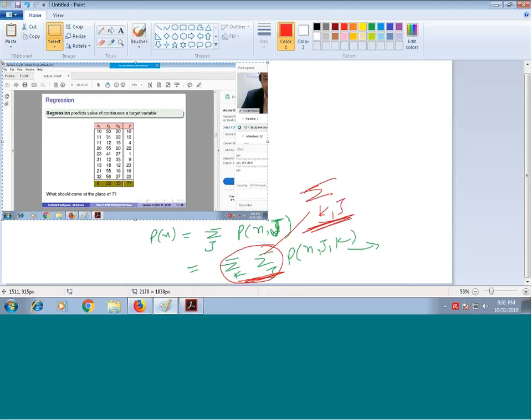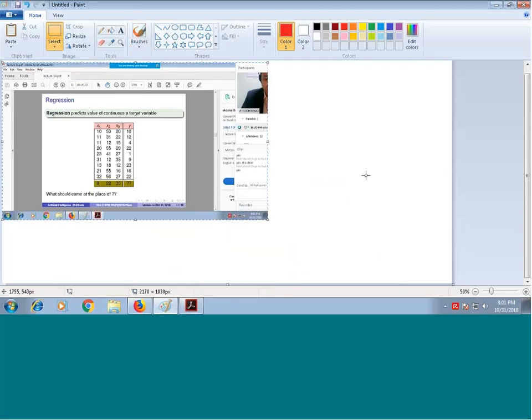What does that mean? I say that x1 is given to you, x2 is given to you and x3 is given to you. So you are going to multiply: w1 x1 plus w2 x2 plus w3 x3 plus w0, and this is going to be your value for this particular cell.